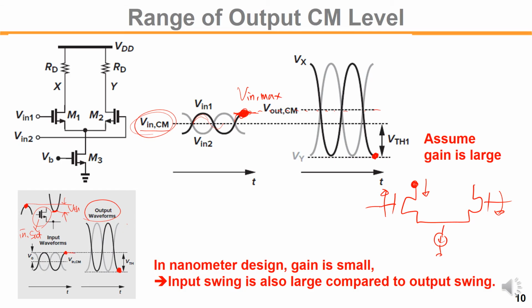So in that case, we have to calculate the range from V max minus VTH. So the output range would be what? The maximum would be VDD, and the minimum would be V in max minus VTH. That would be the minimum output voltage that we can have. So at bias, we want to place the output common mode level in between that range, in the middle of the output range. So this is the output range.